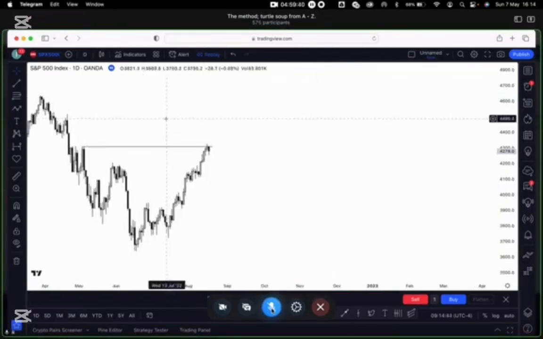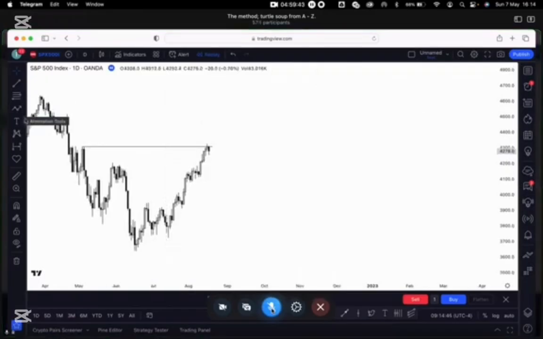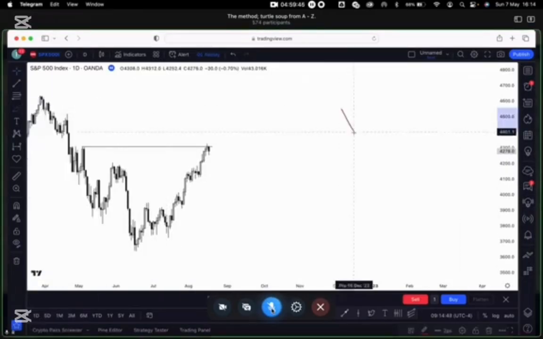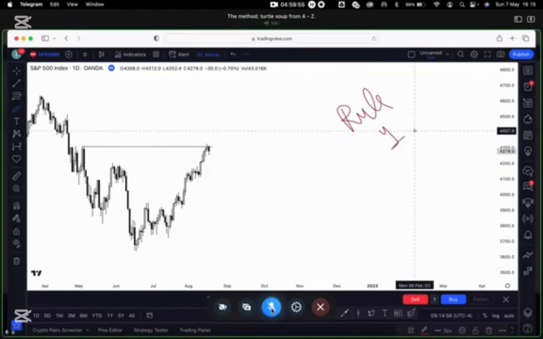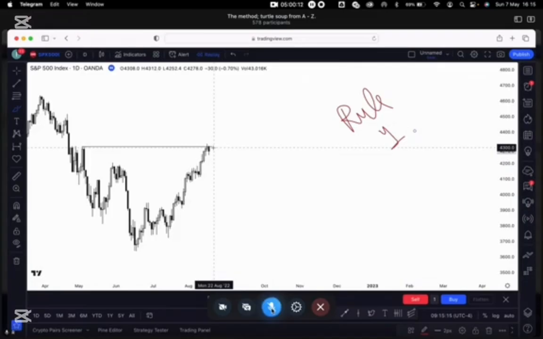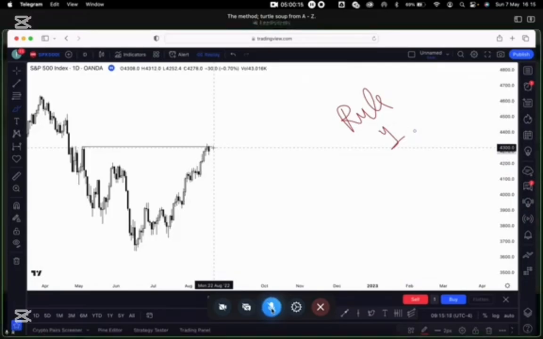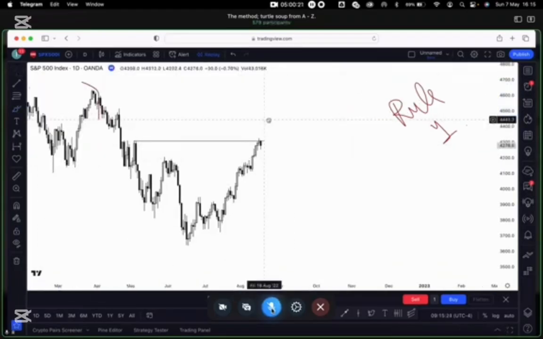What's rule number 1? Buy low, sell high. Buy below lows, sell above highs, and don't buy above highs and don't sell below lows. So keeping this in mind, what would you be doing right now? This is price right now in front of you. What would you be doing to price?